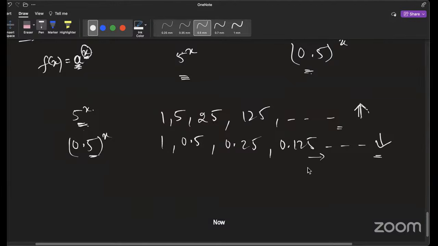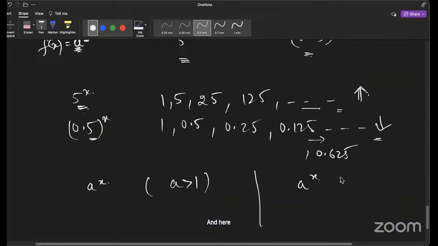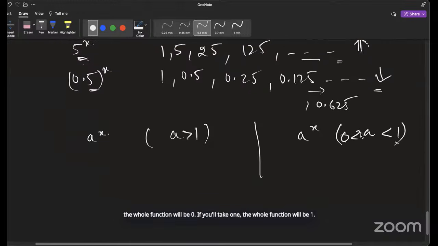Now it's 0.125. Next, it will be 0.625. This one keeps decreasing. This one keeps increasing. So what happens is, let's say you have a to the power x. On this basis, we make two cases. In one, you take a greater than 1. And here you take a to the power x, where your a is between 0 and 1, strictly between 0 and 1. If you take 0, the whole function will be 0. If you take 1, the whole function will be 1. No point taking these two points, right?